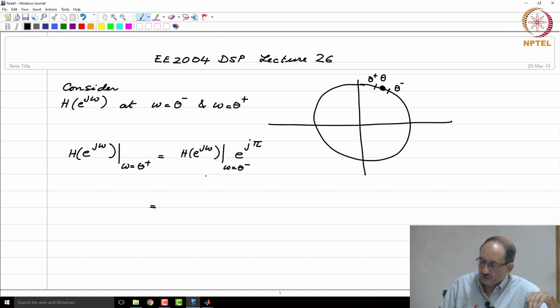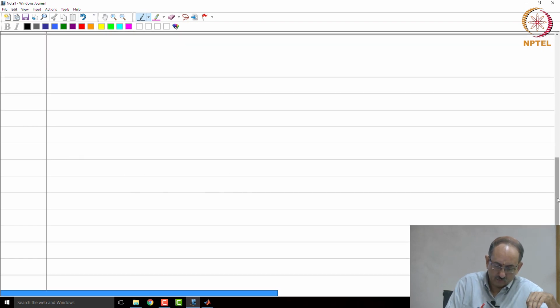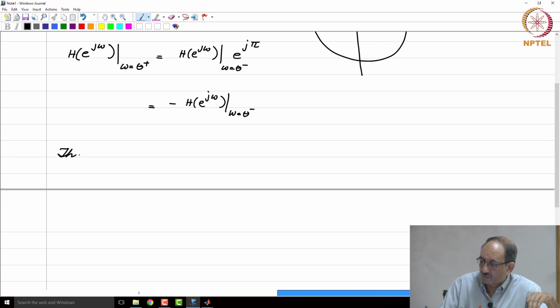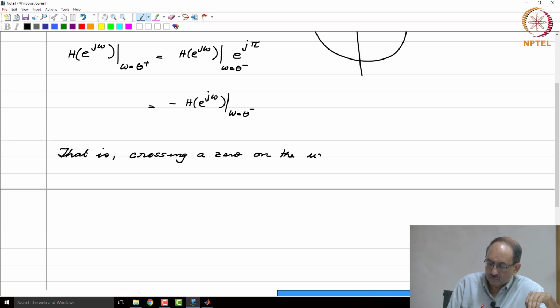And e to the j pi of course is minus 1, and hence this can be written as the frequency response at omega equal to theta minus, but with a minus sign. Therefore, what you can infer from this is that when you cross a 0 on the unit circle, you acquire a sign change. So, this is an important point. Crossing a 0 on the unit circle causes a sign change.